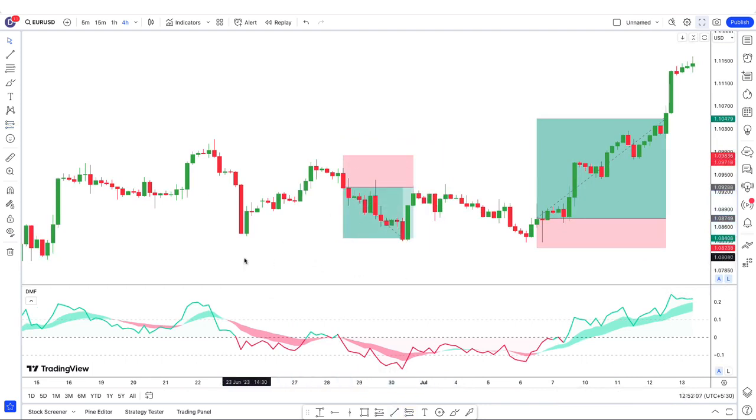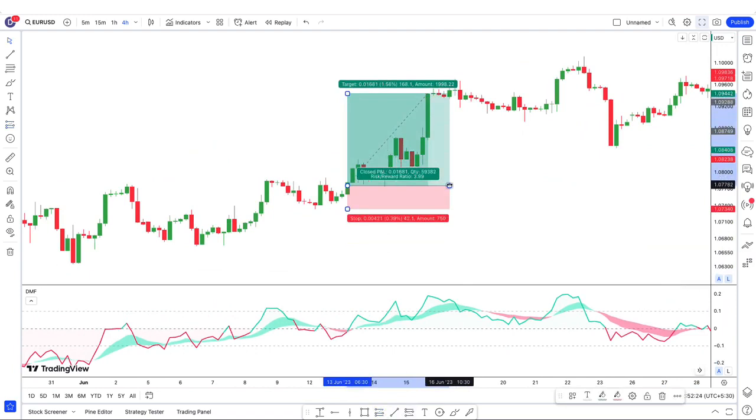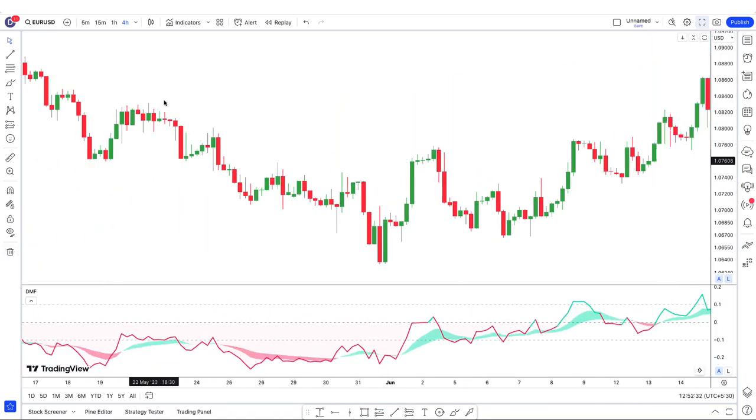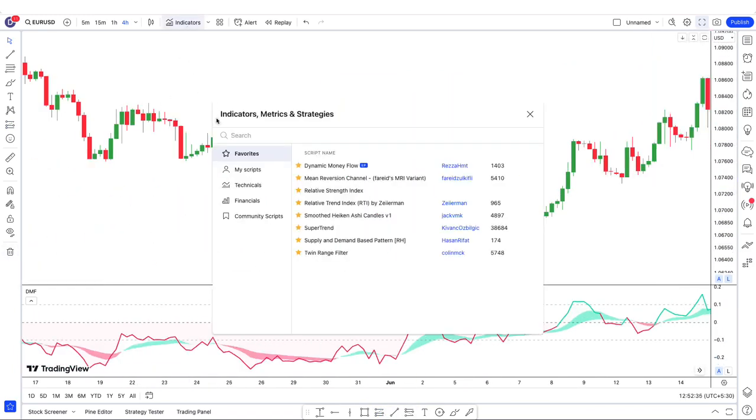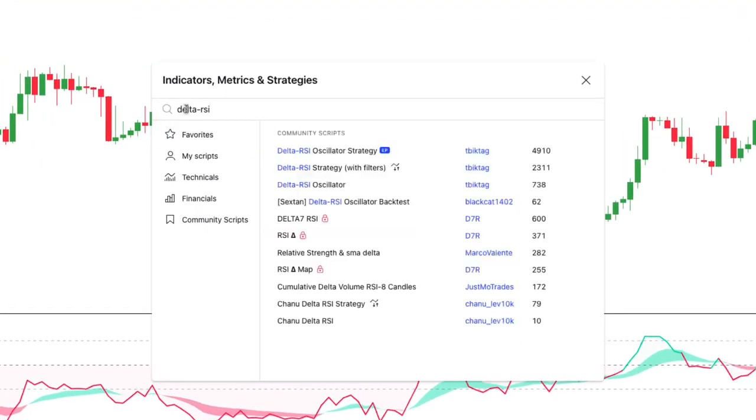Because this indicator perfectly helps us to know when the market is bullish or bearish, it can be effectively used with other TradingView buy-sell indicators. One of the buy-sell indicators that matches this indicator is Delta RSI. This one is an editor's pick indicator, and together they can help us to find the best trading opportunities in the market.